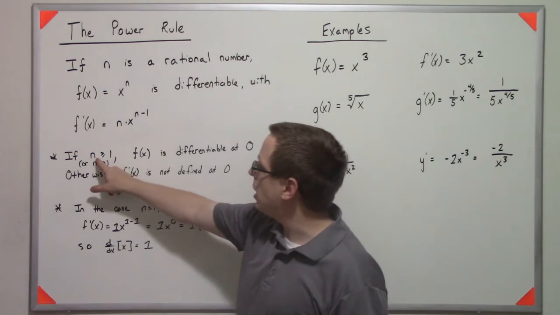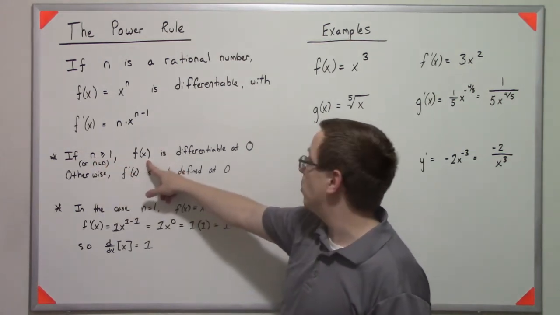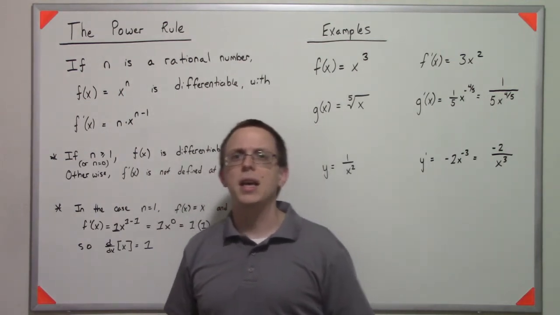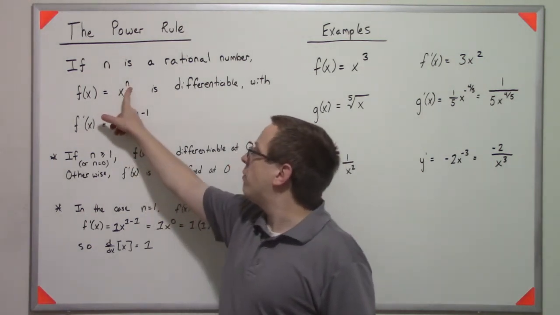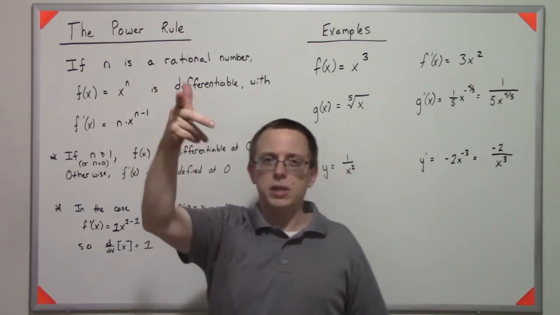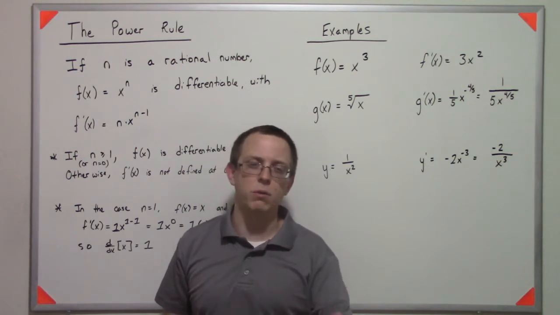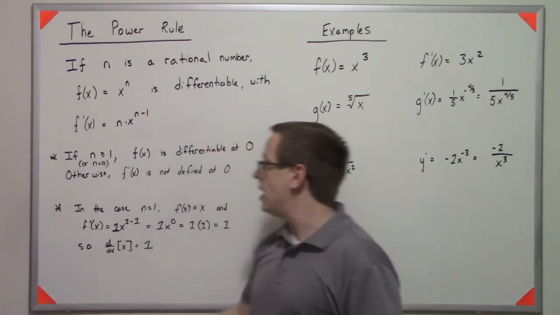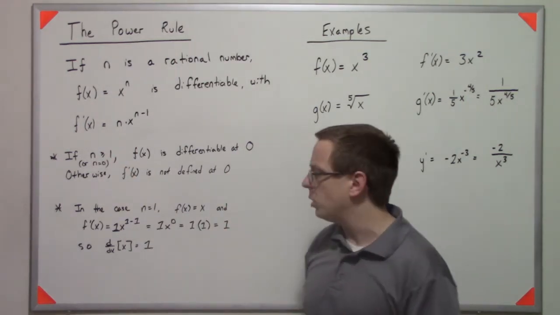But in the case where n is greater than or equal to 1, then f is differentiable at 0. Otherwise it's not. The reason being, let's say it was 1/2. When I bring this down, I end up with x to the negative 1/2. That's like 1 over x to the positive half, and you can't plug in 0 there. So you have a differentiability problem at 0 for the cases where n is less than 1. But other than that, you're generally good.